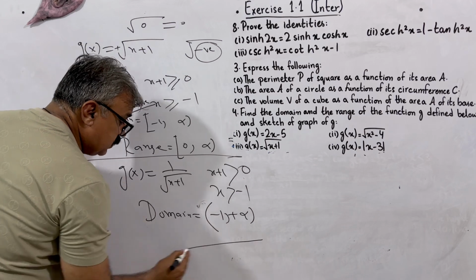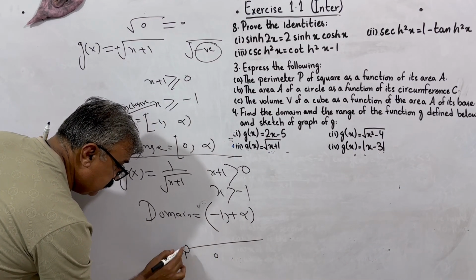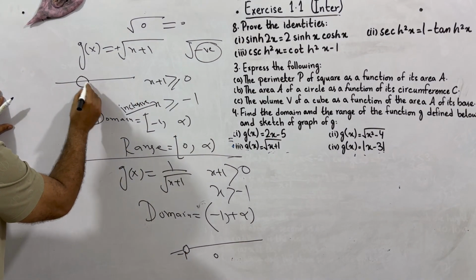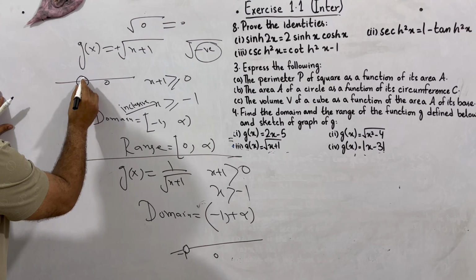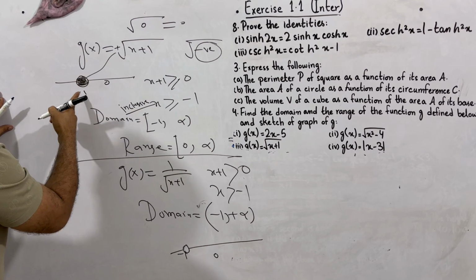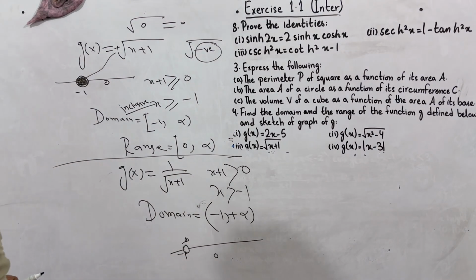Minus 1 has been excluded, look at this, minus 1 has been excluded for this. For this 0, minus 1 has been included, look at this. For this it is valid, for this it is not valid.